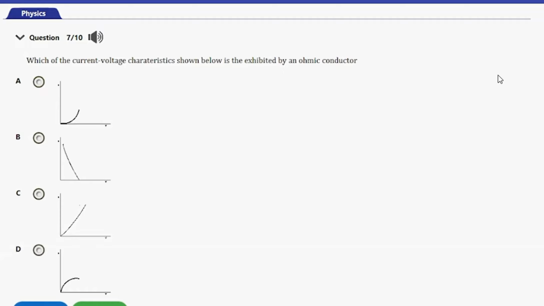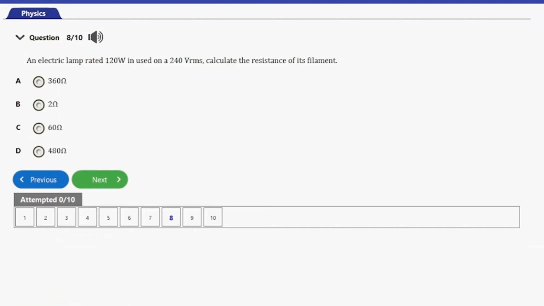So guys, the answer to this question here is option C. The graph here in option C shows the characteristic that is exhibited by an ohmic conductor. So that's it for this question. Let's go ahead and consider the next question, guys. So that's question number 8 here.